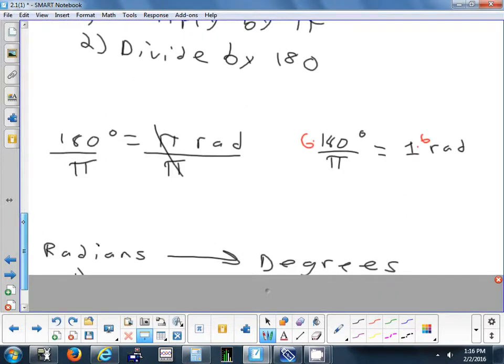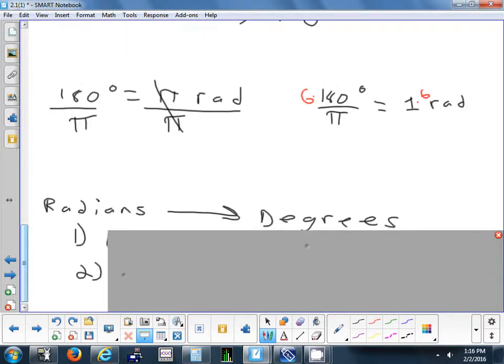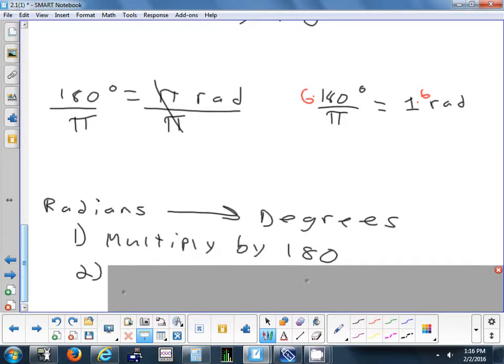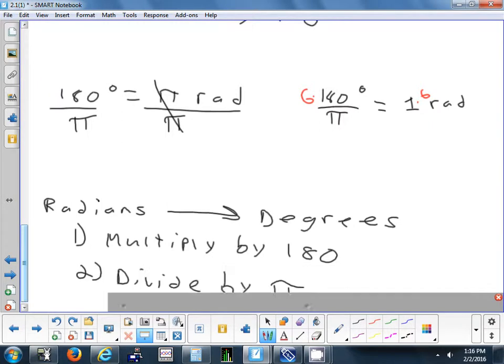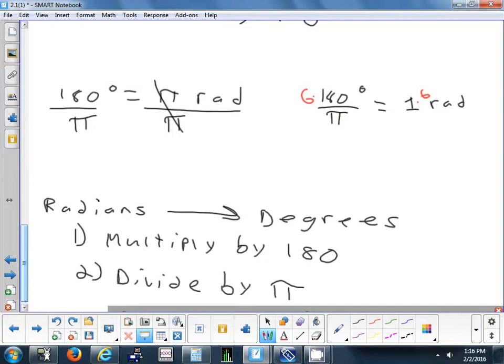Okay, so looking at that, anybody think they see the two steps that you have to do here? Take your angle and do what with it? Multiply it by 180, and then step 2, divide by pi. It's very similar to converting the other way. It's just you're switching what you multiply and divide by.